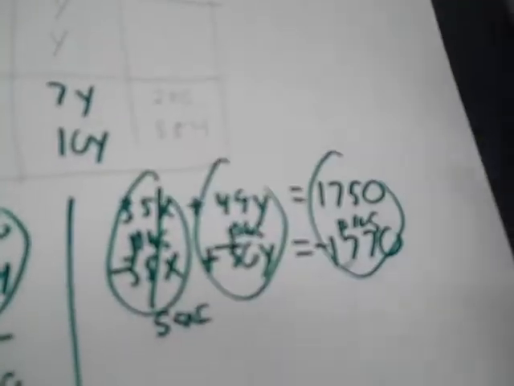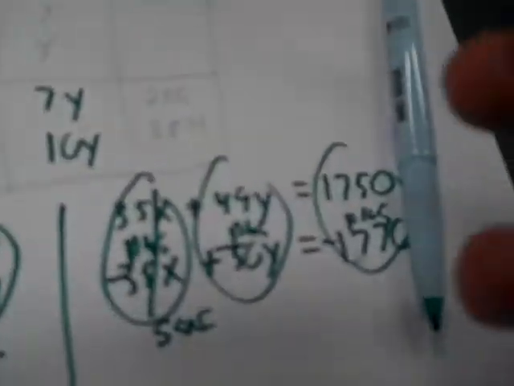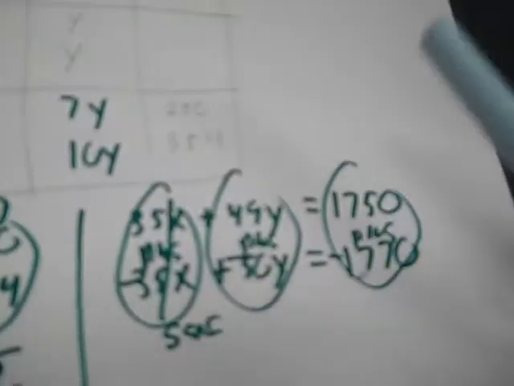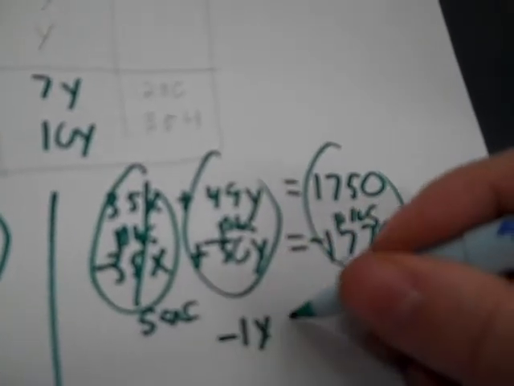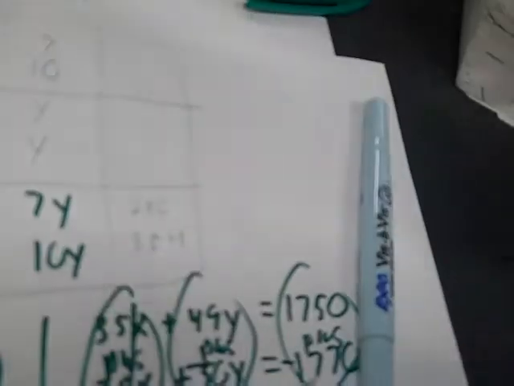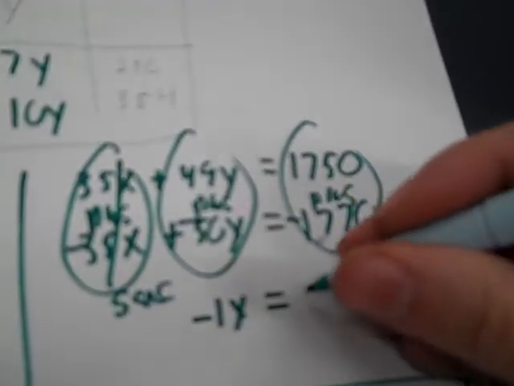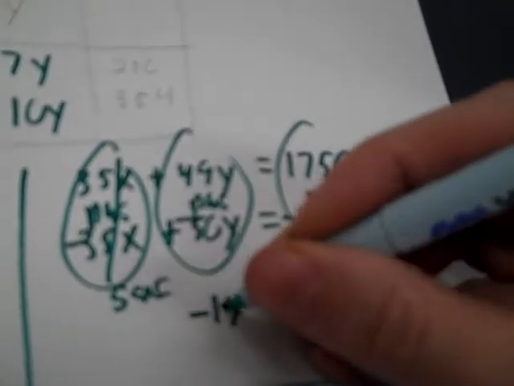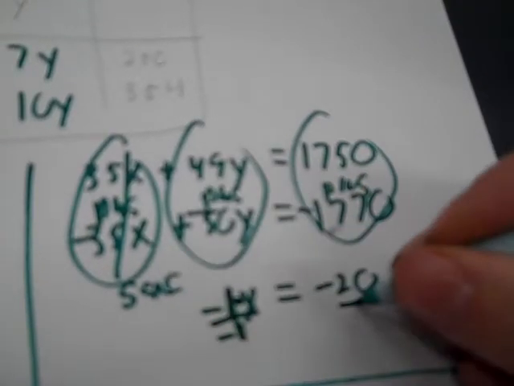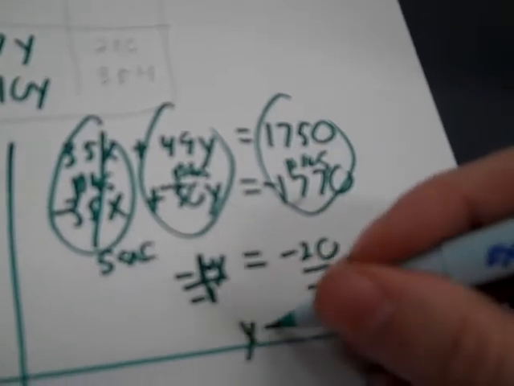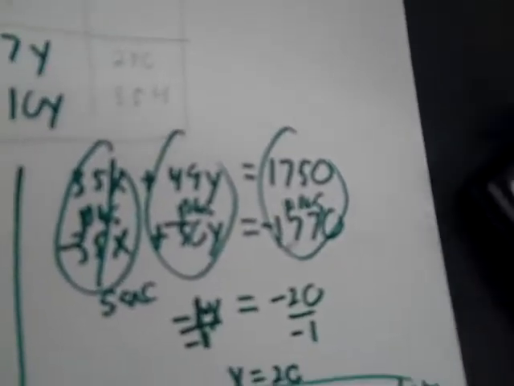So 35 plus negative 35 is 0. Cancel it. 49 plus negative 50 is negative 1 with y. 1750 plus negative 1770 is negative 20. So I dot him and divide. So y equals 20. Okay.